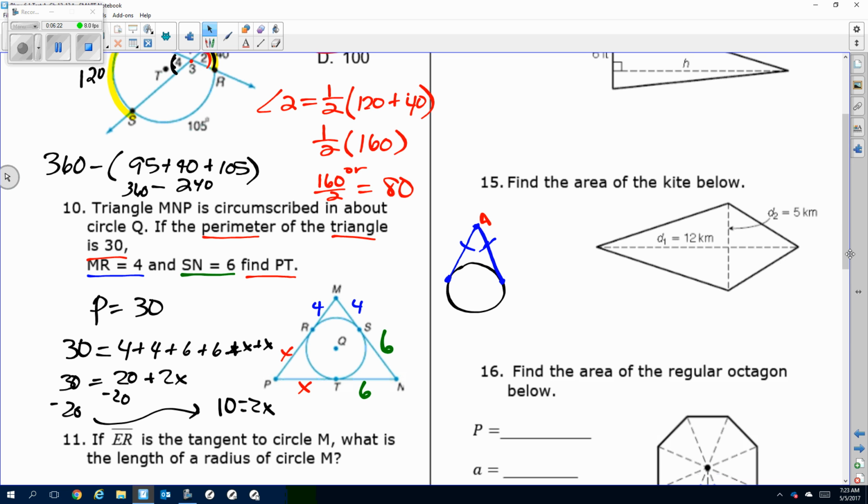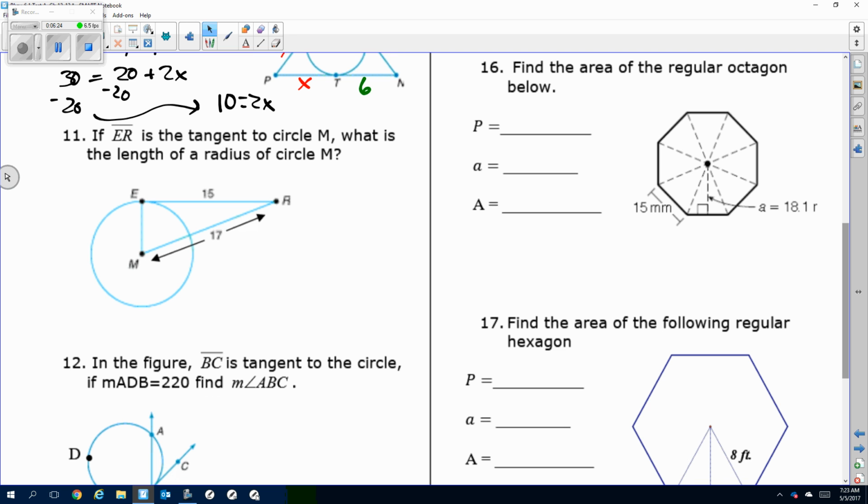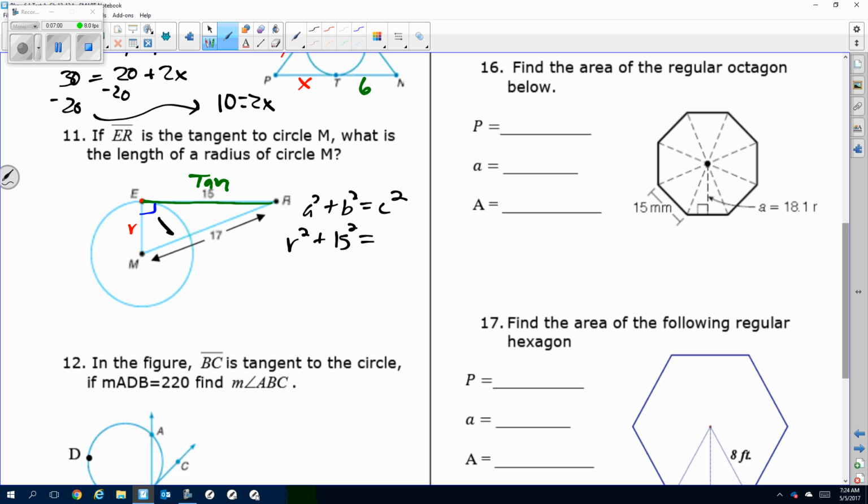On number 11, I was hoping y'all could tell that this would make a right angle, because this segment, E to R, is a tangent. Whenever a tangent's point of tangency touches the radius, it's always perpendicular. So to find my radius, since I have a right triangle here, I use a squared plus b squared equals c squared. A could be my radius, B can be my 15, and C, the hypotenuse, is always opposite the right angle, 17 squared.